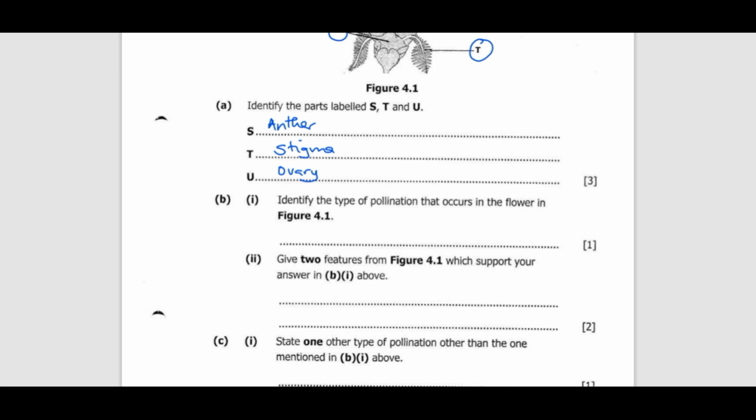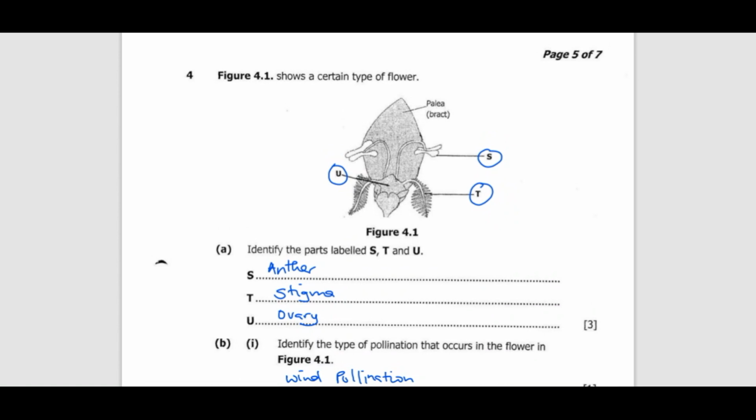Identify the type of pollination that occurs in the flower in figure 4.1. So this is wind pollination. Why have we said it is a wind pollinated flower? Because number 1, the anther is outside, and then the stigma is outside as well. So it has hair which traps the pollen grains from the anther.